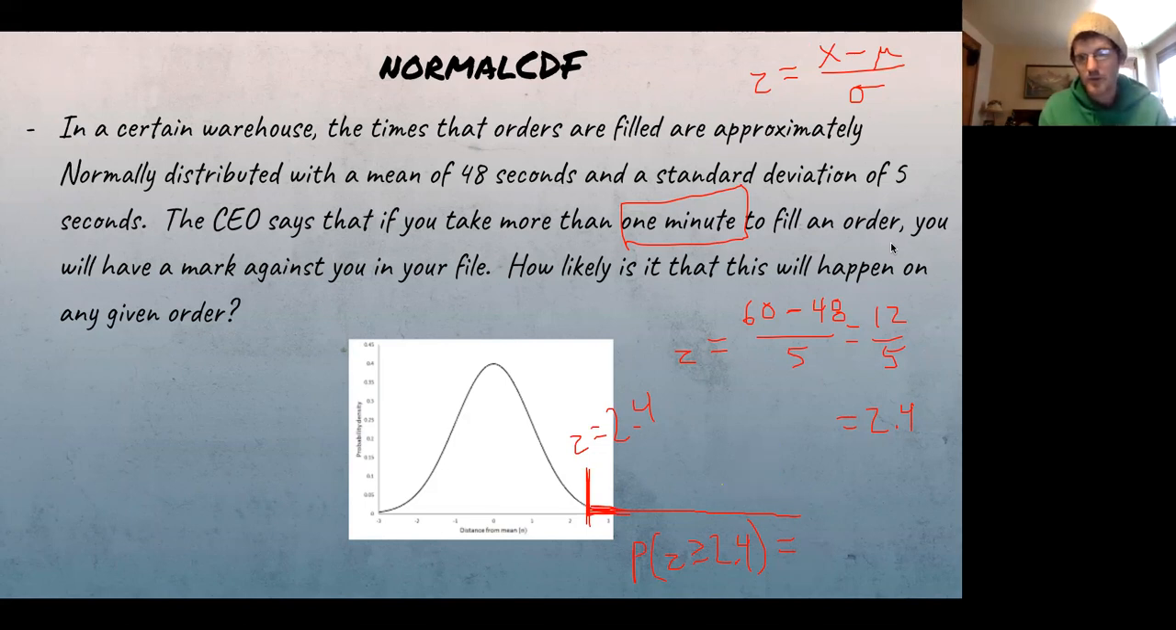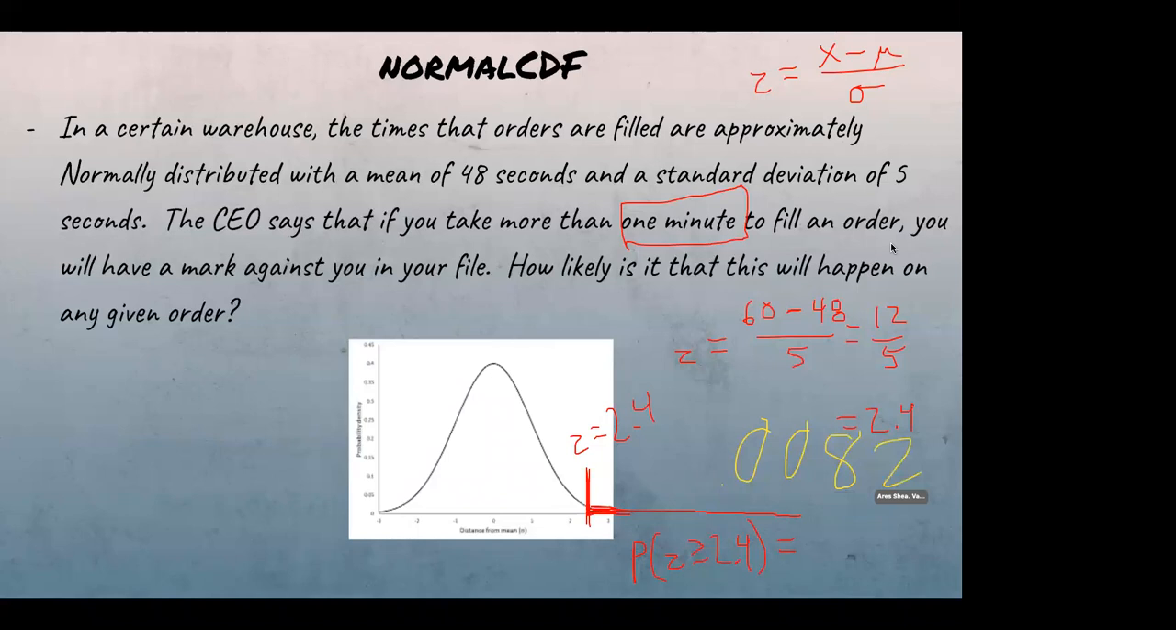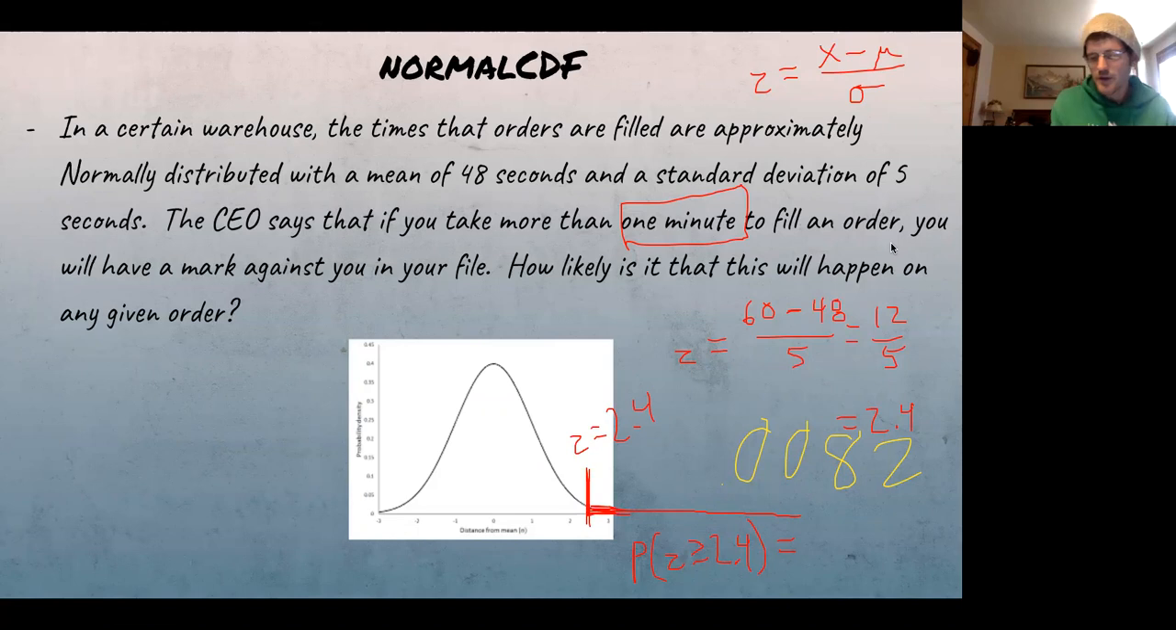All right. There it is. I got 0.008. There it is, 0.008, 0.0082. If we go to 4 decimals of precision here, very good.